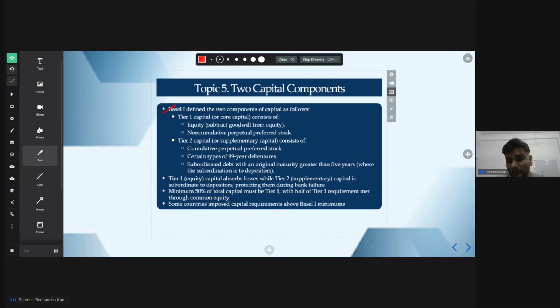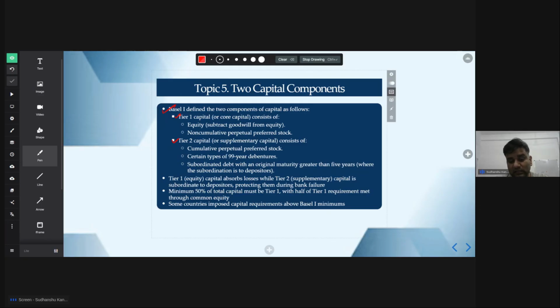Tier 2 capital is your supplementary capital, right? That includes your cumulative perpetual preferred stock, certain long-dated debentures, 99 years, and subordinated debt with original maturity greater than 5 years. Its key role is to absorb your losses after equity, and it is subordinate to your depositors.